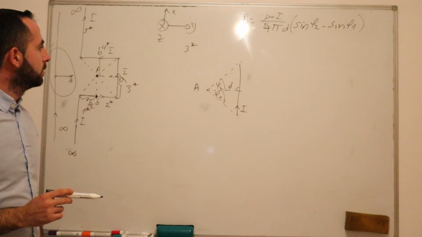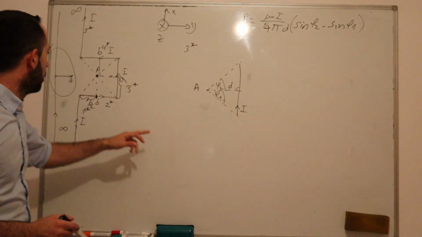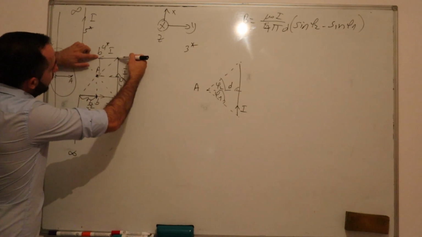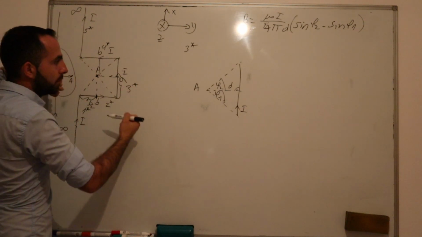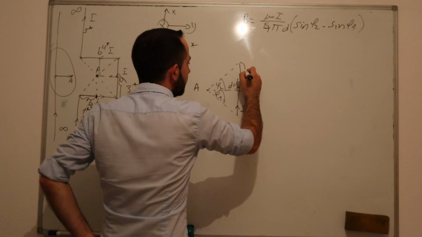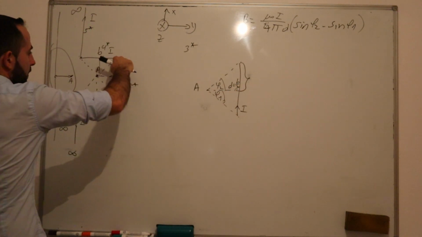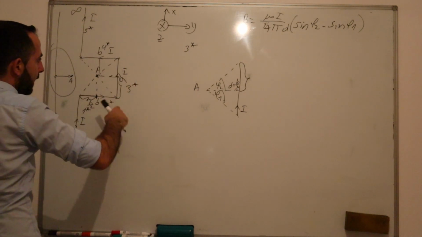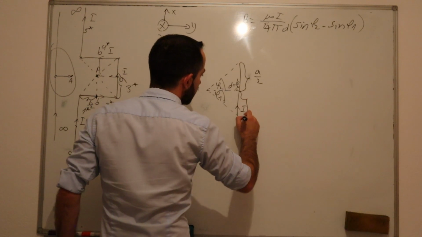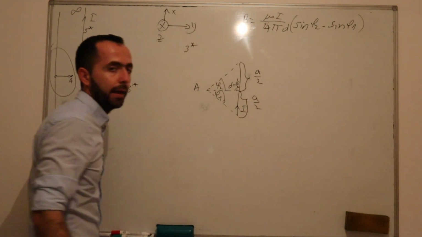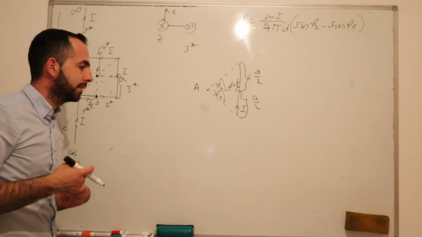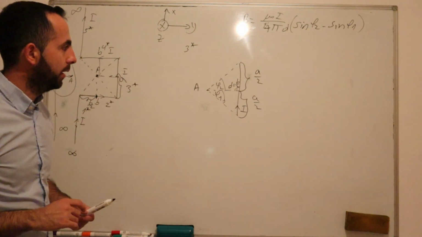What is the distance? This distance, we look at the original picture, so it is b and a half, as you can see. This complete conductor is of length a, so this is a and a half. And using the same method, same analogy, we can calculate everything.